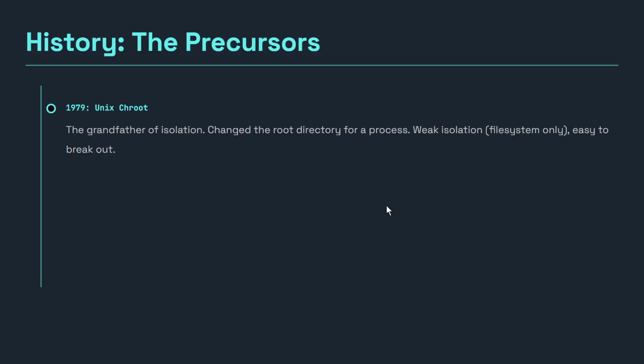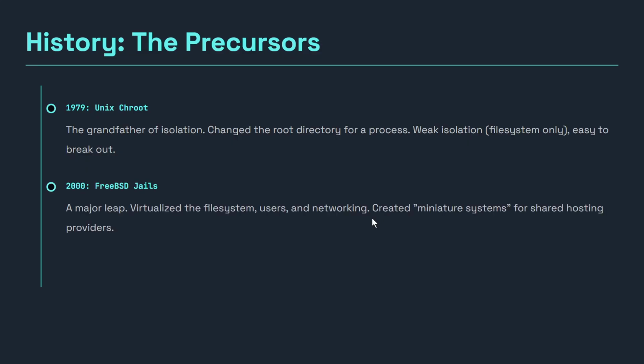The next major leap was in the 2000s with the introduction of FreeBSD jails. In Chroot, you simply restricted the access of a process to limited files. But in FreeBSD jails, you turned that bubble into a miniature system by adding its own file system, users, and networking. This was done to facilitate shared hosting. Let's see how it works.